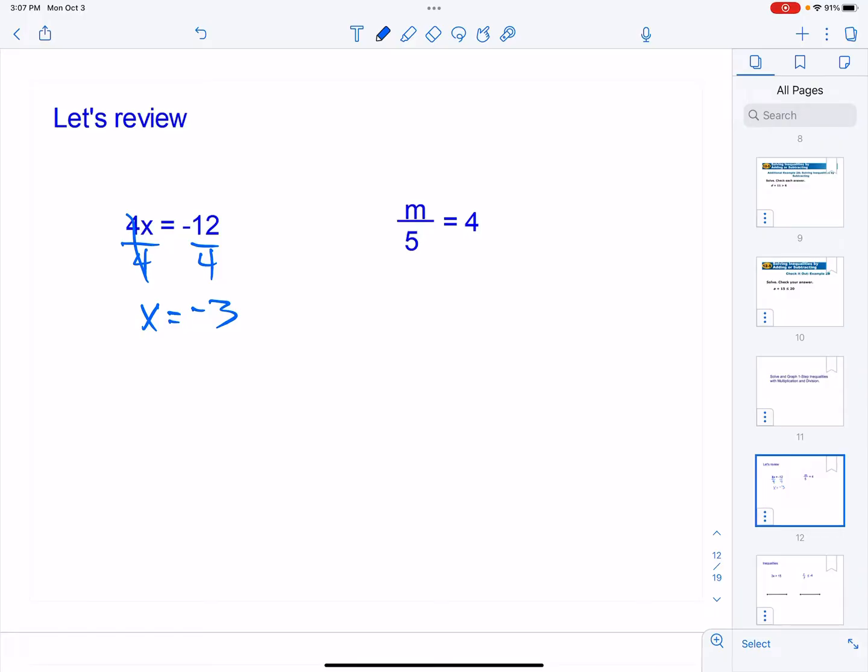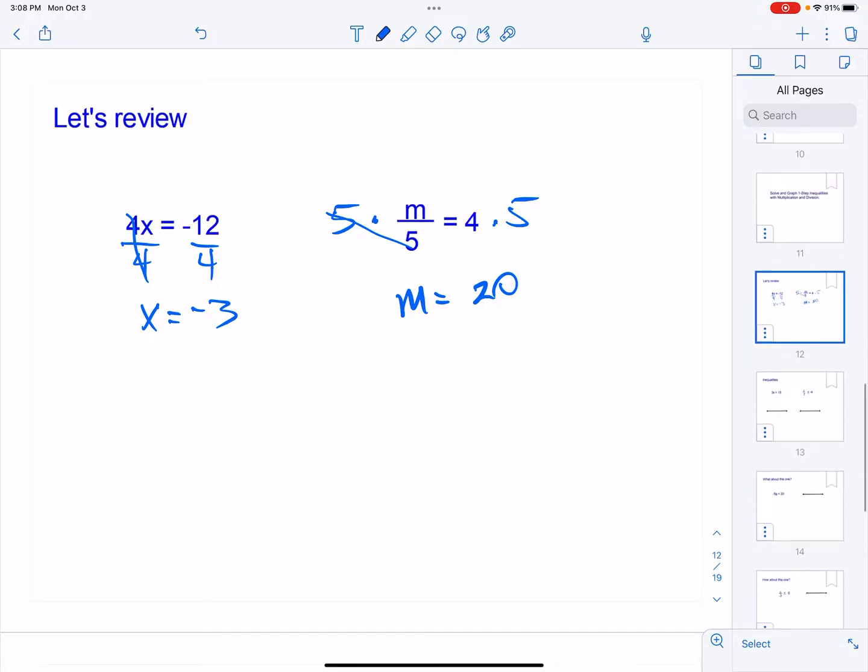But what if I have a divide by 5? Now, this is what many of you had some trouble with on your test and on your assignment. If I had to divide by 5, we're going to multiply by 5 to get rid of it. So I multiply by 5. These 5s now divide out, and I'm left with m is equal to 20.